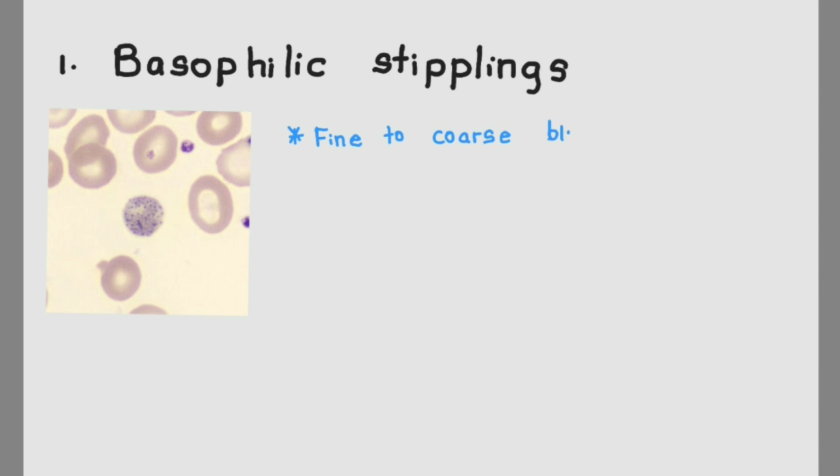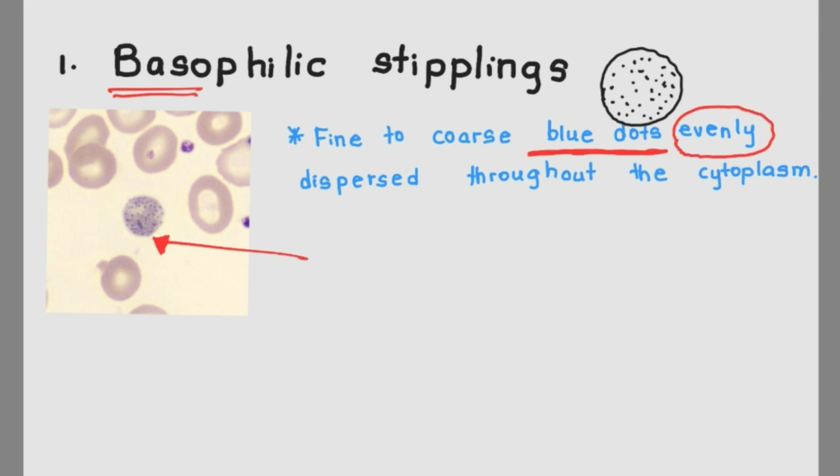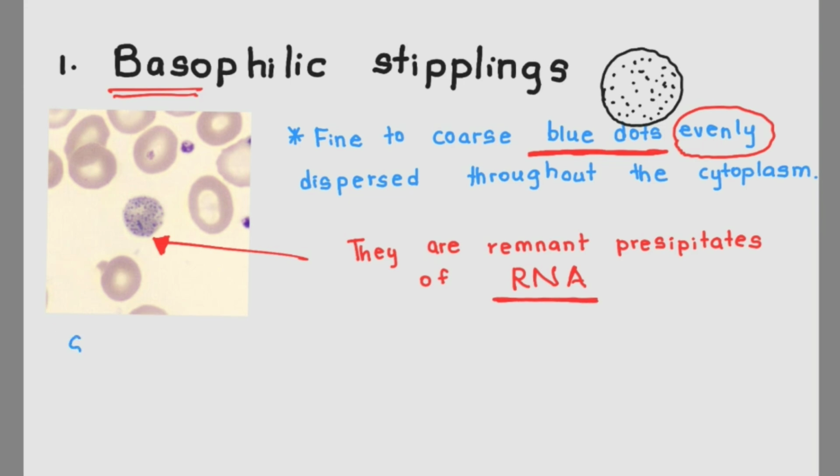Basophilic stipplings, as the name suggests, refers to the blue colored dots seen inside the red blood cells. These dots are evenly spread throughout the cytoplasm, and what are these made up of? They are remnants of RNA precipitates. So they are evenly spread over the cytoplasm of the cell.